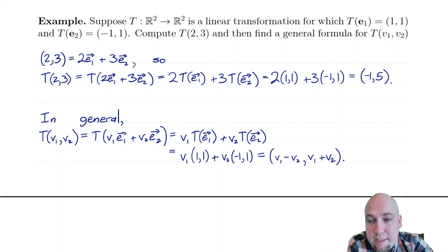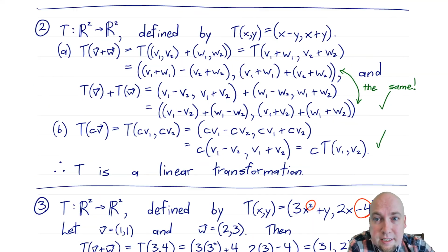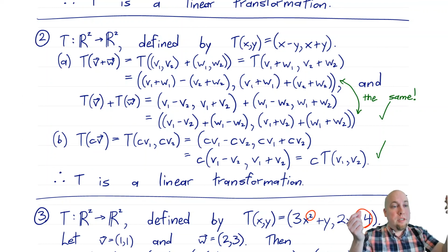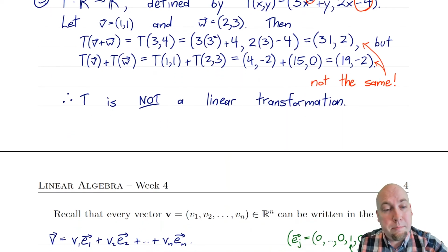This is actually a linear transformation that we saw back a couple examples ago. This is exactly the linear transformation 2 that we saw right here. So as long as your linear transformation sends e1 and e2 to those particular vectors, then the linear transformation you're working with must be this one. It's the only possibility.